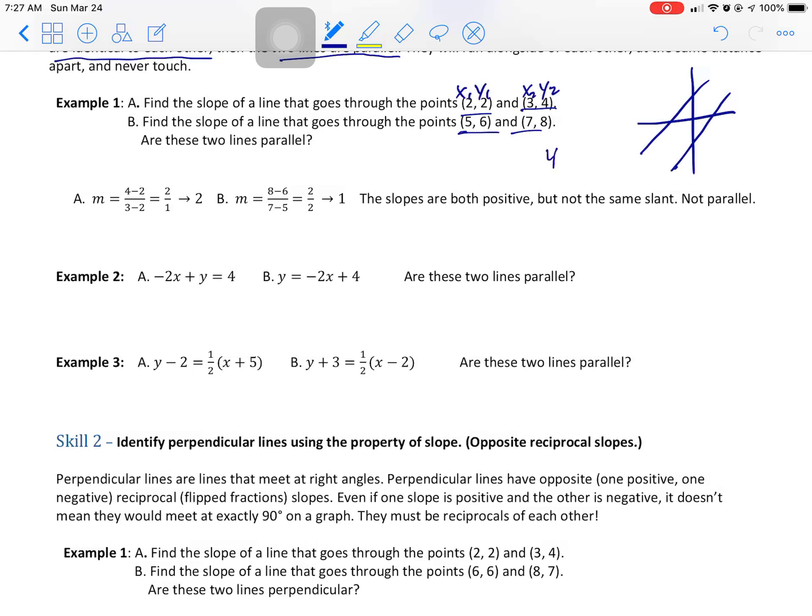So this would be 4 minus 2 over 3 minus 2, which I did do right here, and that gives me a 2. This one here, x1, y1, x2, y2. So this would be 8 minus 6 over 7 minus 5, which I did do. And then I simplified across both of these and got slopes. They're both positive, but they're not the same, so they are not parallel. Okay?